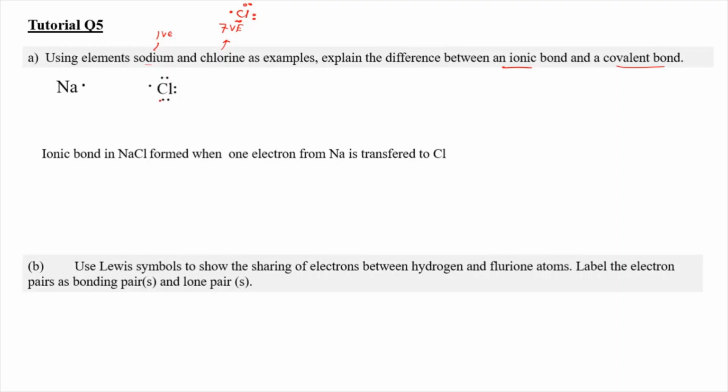And then, since we are forming an ionic bond, one of the electrons from the sodium is going to be transferred into the chlorine. And as a result, the electron is going to be transferred to the chlorine atom to become chloride ion.